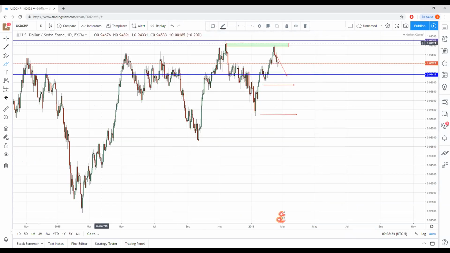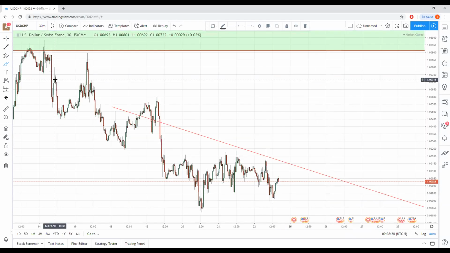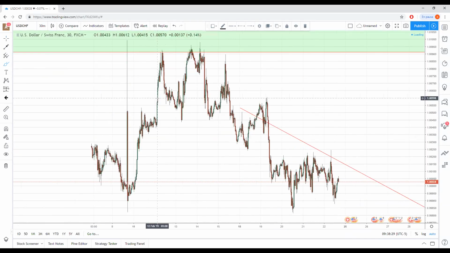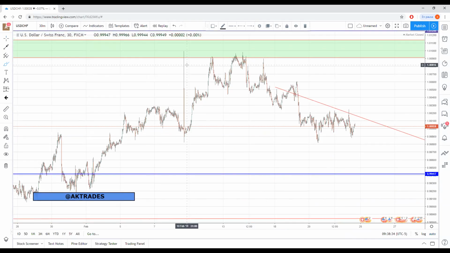Moving on, we're seeing the US dollar, Swiss franc. Last week, the trade idea was we wanted to see some rejection around this green area, which we did quite nicely, and then price moved lower, and currently price is correcting part of this down move.